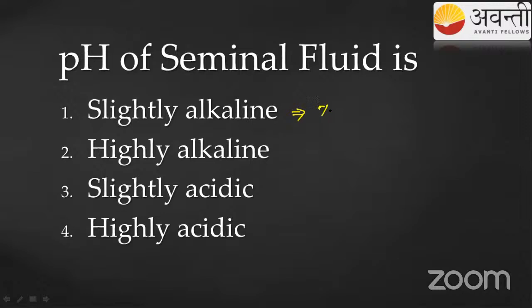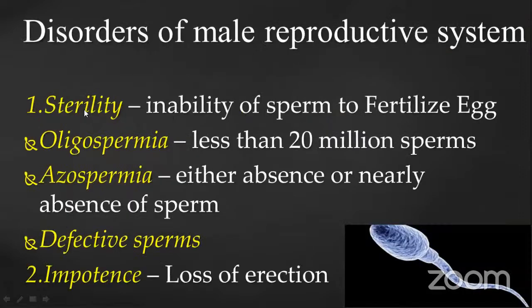It is 7.4, ठीक है। कितना रहेगा? 7.4, and 7.4 is the alkaline value. ठीक है, चलिए, that's why option 1 is the correct option. Coming to the next, guys.